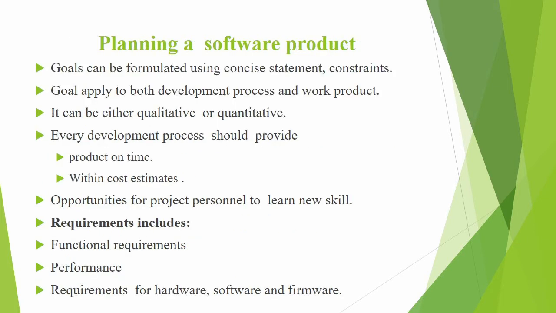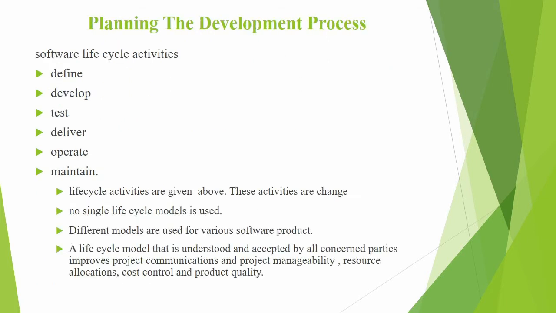The second topic is planning a software product. Goals can be formulated using concise statements and constraints. Goals apply to both the development process and the work product. They can be either qualitative or quantitative. Every development process should provide the product on time and within cost estimates, and give opportunities for project personnel to learn new skills. Requirements include functional requirements, performance requirements, and requirements for hardware, software and firmware.